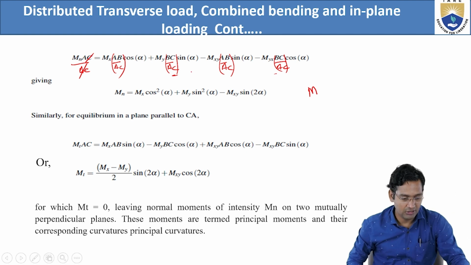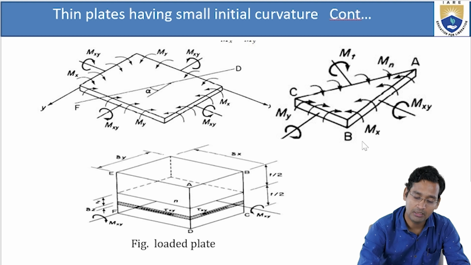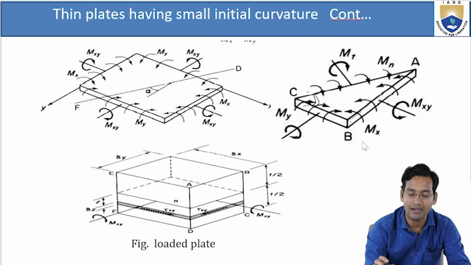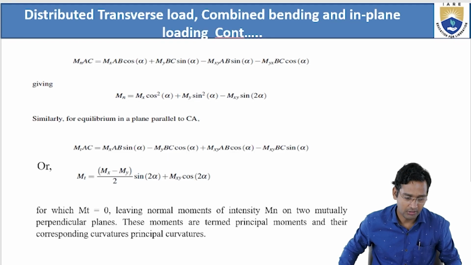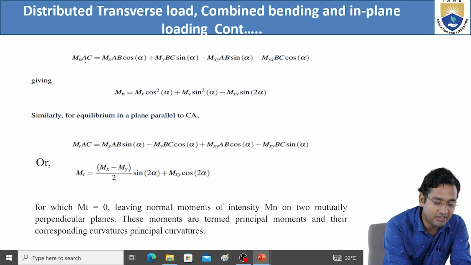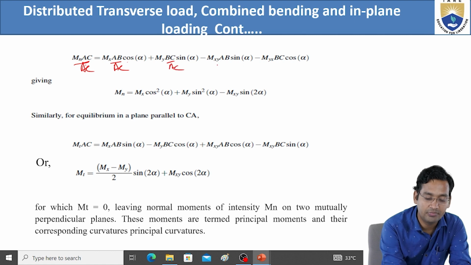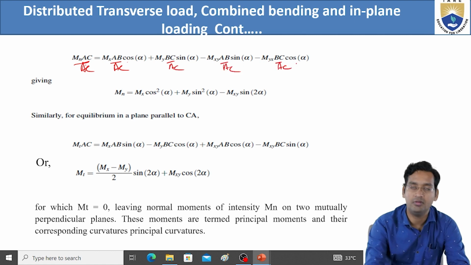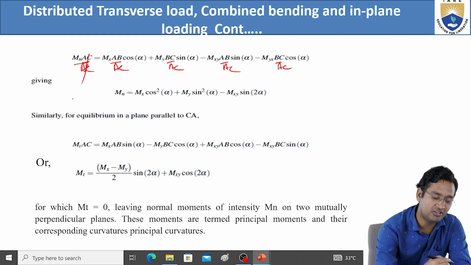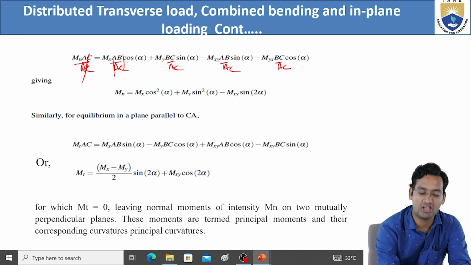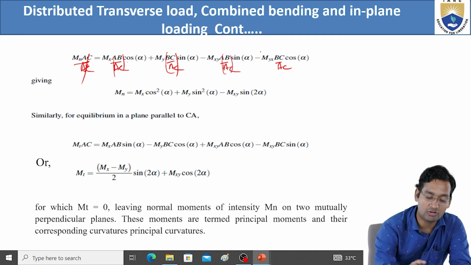So now just see from the figure what we will get. AB by AC: this is base, this is perpendicular, this is hypotenuse. So AB by AC is cos alpha, and BC by AC is sin alpha. Applying this, AC is cancelled. AB by AC is cos alpha from that figure, BC by AC is sin alpha, and AB by AC is again cos alpha. So now let's put it here.